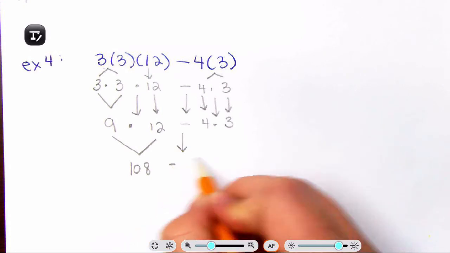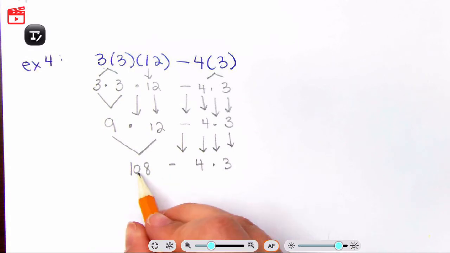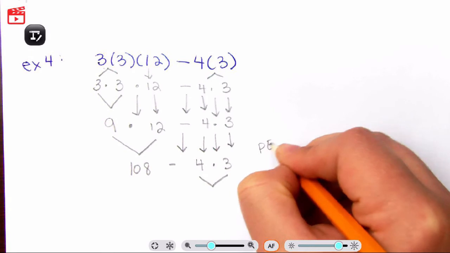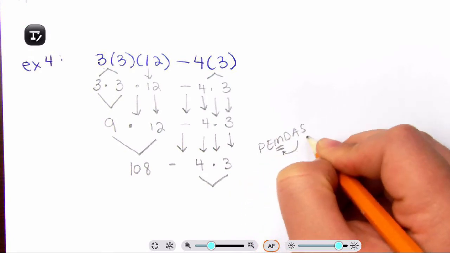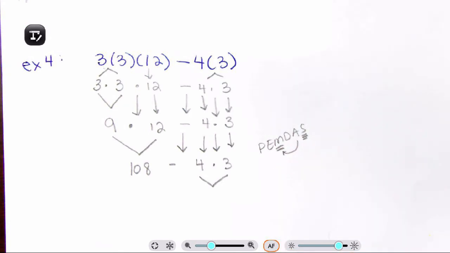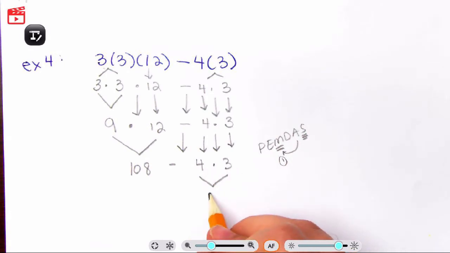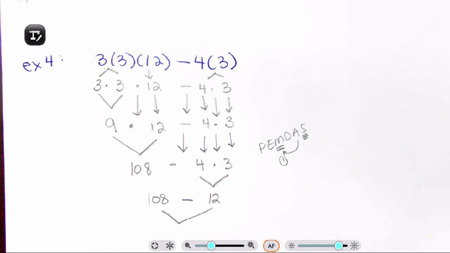Bring down the minus, bring down the 4, the times, and the 3. I know I have multiplication. So again, we're still doing PEMDAS. Multiplication comes well before subtraction. This is first, then we have to do that. So 4 times 3 is 12. Bring down the minus, bring down the 108. So now what do I have? I have 108 minus 12. 108 minus 12 is 96. And that is your answer.